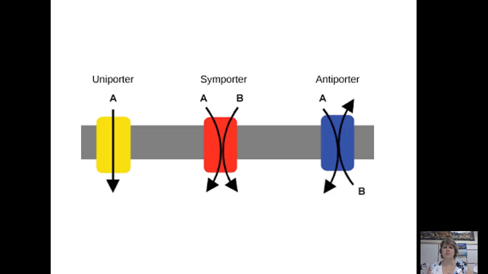All right, so with our carrier proteins, we have 3 different types of carrier proteins. We have carrier proteins that move 1 molecule in 1 specific direction, and that's called a uniporter. We have a symporter, which is going to move 2 different molecules, but in the same direction. And then you have an antiporter, which will move 2 different molecules, but in two different directions. So the one that we saw that was the secondary active transport with the sodium-potassium pump a couple videos ago was a symporter.